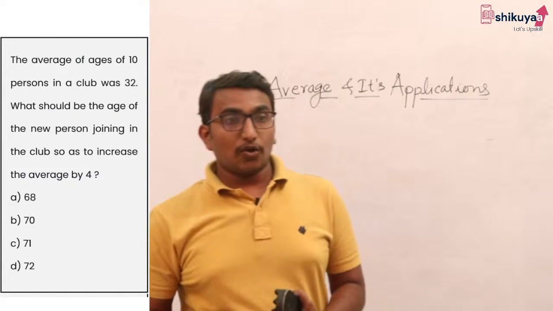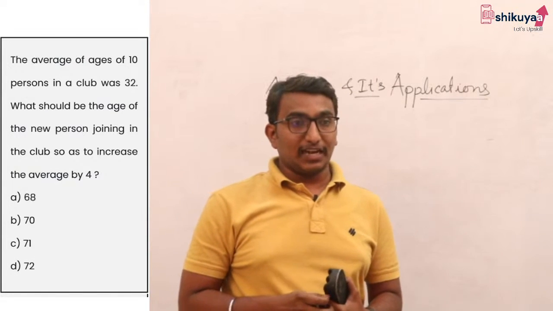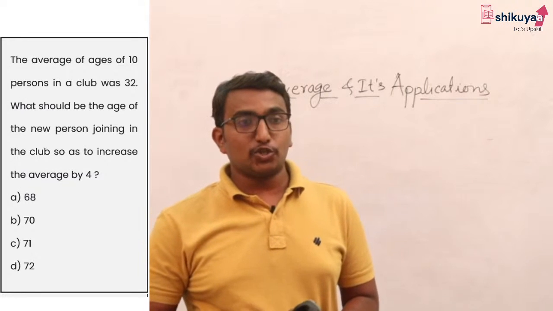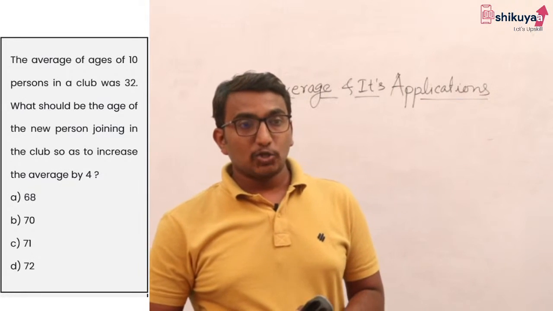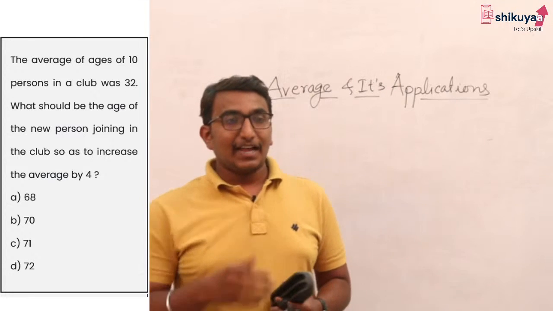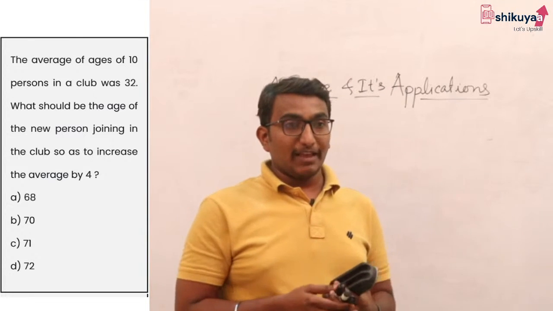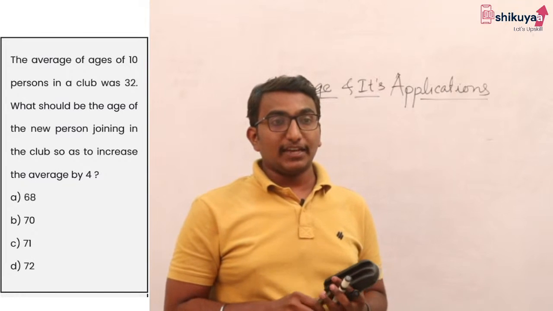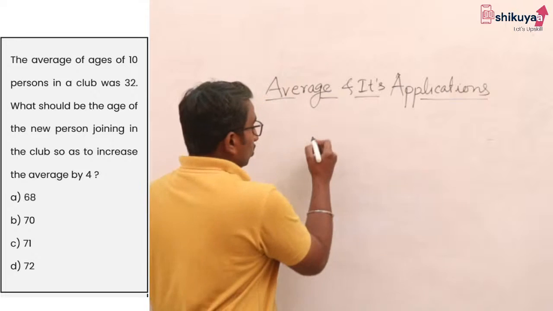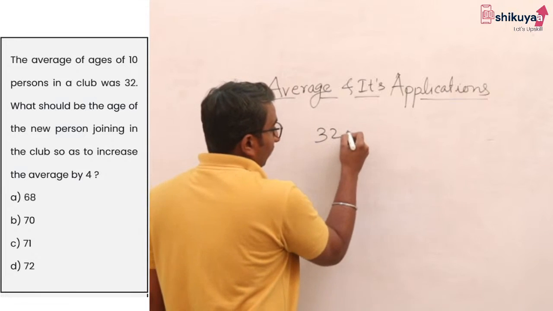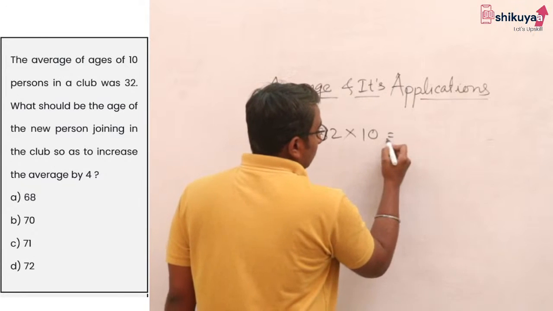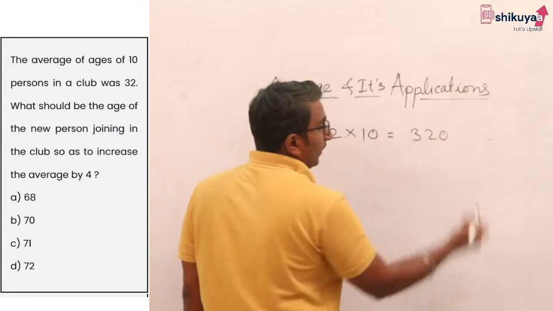The average of ages of 10 persons in a club was 32. What should be the age of the new person joining the club so as to increase the average by 4? Very simple. As in the last problem we solved, the average age of 10 persons in the club is 32. So what could be the summation? Average is 32 and the total number of people is 10, so 32 into 10, the summation would be 320.